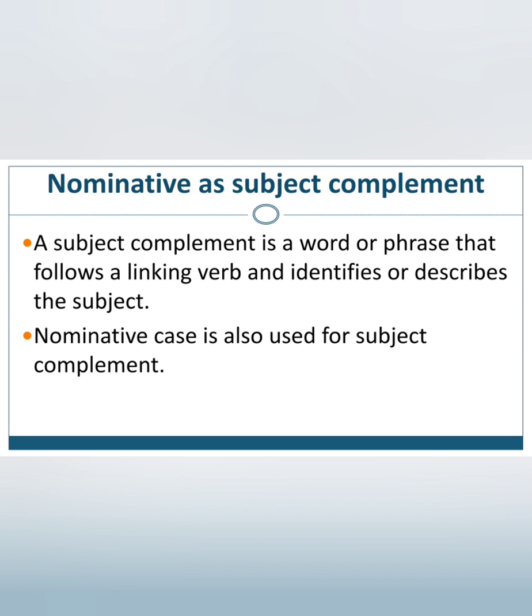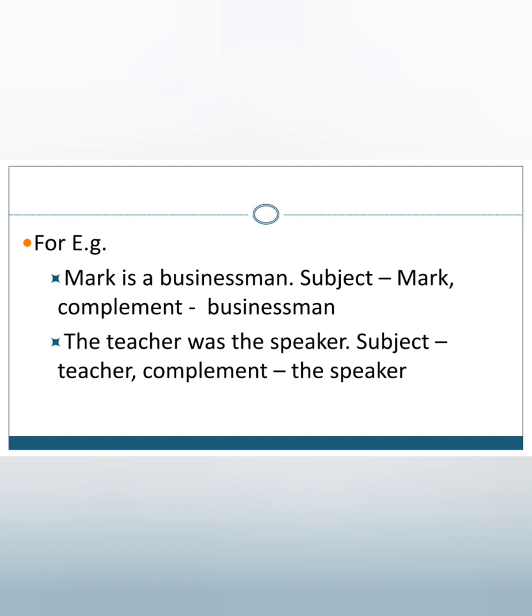For example, Mark is a businessman. When we ask the question, who is, we get the answer, Mark. Mark is the subject of the verb is. Businessman is the subject complement. It means it renames or describes the subject Mark.